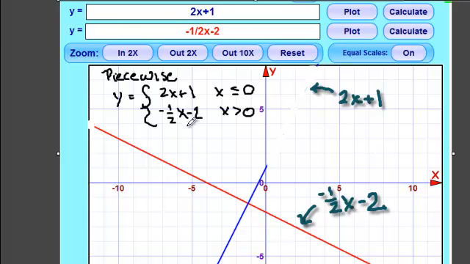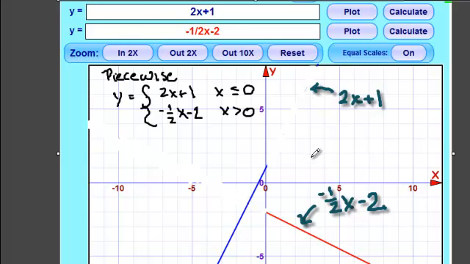Then I have -1/2 x minus 2, and he's only valid for x greater than 0. So I'll get rid of him wherever he's less than 0. So I just go ahead and get rid of that little sucker there. And I just go ahead and graph the whole thing and then just erase the parts that I don't need.